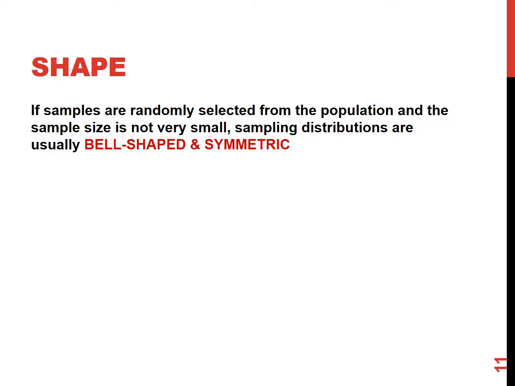First, we'll talk about the shape of sampling distributions. As long as samples are randomly selected from the population and the sample size isn't very small, sampling distributions are usually bell-shaped and symmetric, and this is true whether we're looking at the sampling distribution of a sample mean or for a sample proportion.